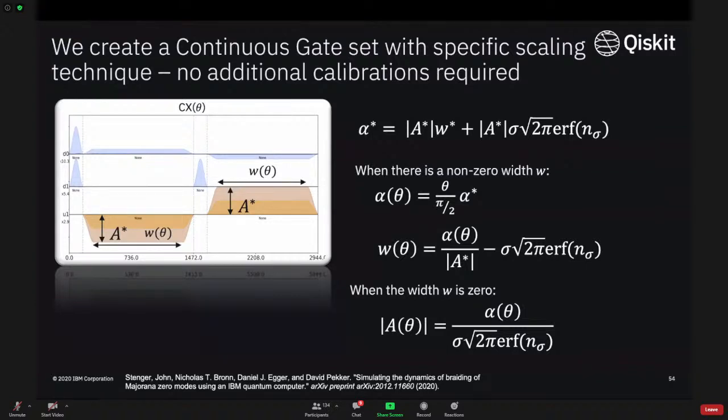So in principle, if you wanted, you could go and do these gate calibrations yourself and then see the continuous gate set as you're doing the calibrations. But calibrations are sometimes a bit tedious and difficult to do. So the goal here is to show how you can take this and achieve this with no extra calibrations.